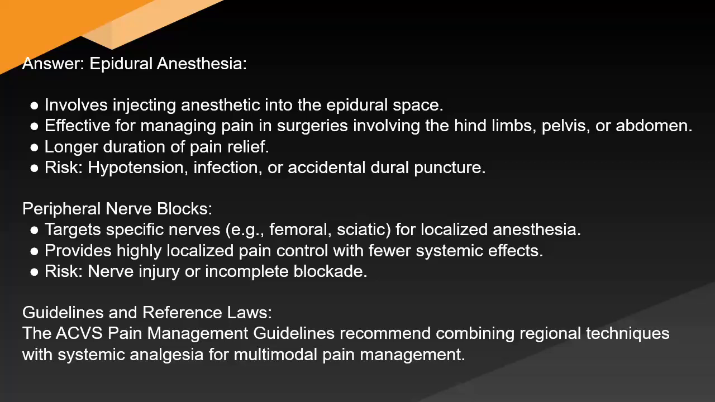Peripheral nerve blocks: target specific nerves, e.g., femoral or sciatic, for localized anesthesia. Provides highly localized pain control with fewer systemic effects. Risk: nerve injury or incomplete blockade. Guidelines and reference laws: the ACVS pain management guidelines recommend combining regional techniques with systemic analgesia for multimodal pain management.